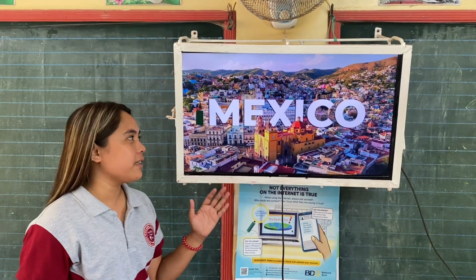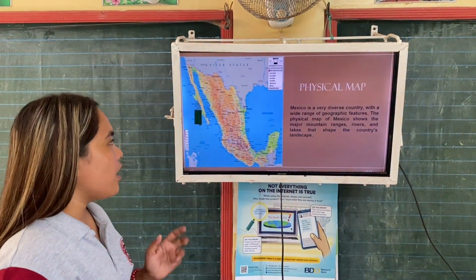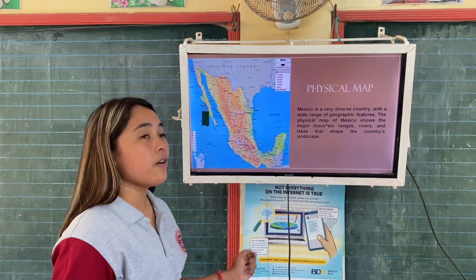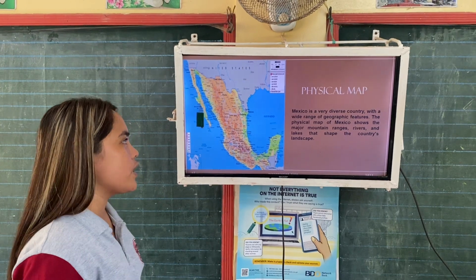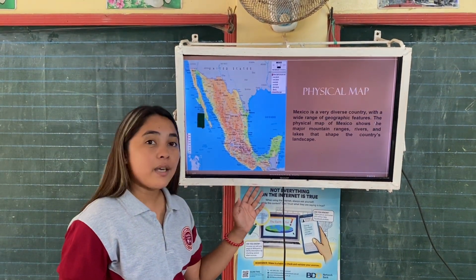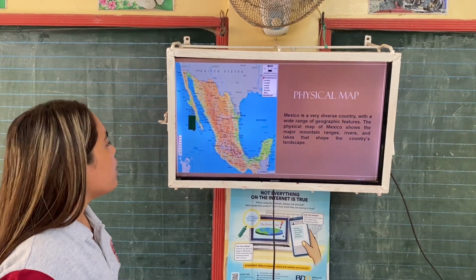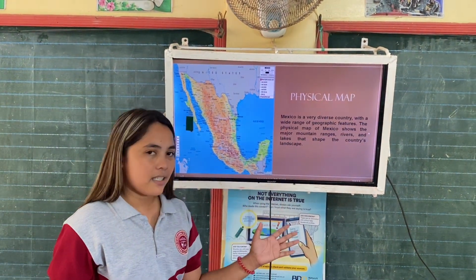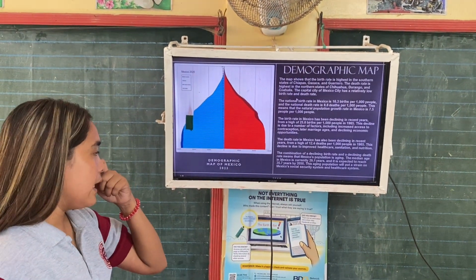Let's move on to the third country, which is Mexico. This is the physical map of Mexico. So Mexico is a very diverse country with a wide range of geographic features. The physical map of Mexico shows the major mountain ranges, rivers, and lakes that shape the country's landscape. So this is also the demographic map of Mexico.